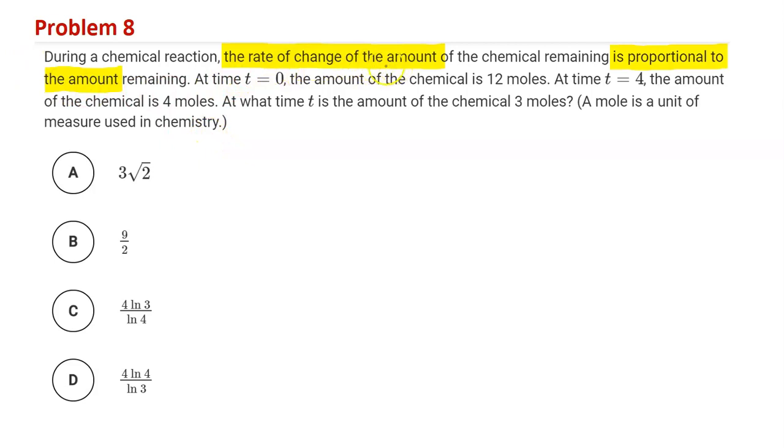The rate of change of the amount is proportional to the amount. When the rate of change of a quantity is proportional to itself, that's the special case when we can use the shortcut. Let's call the amount A. So the rate of change of the amount would be dA/dt, and that is proportional to the amount, A. Because this is that special case, the shortcut is we can go straight to A equals D times e to the kt power.